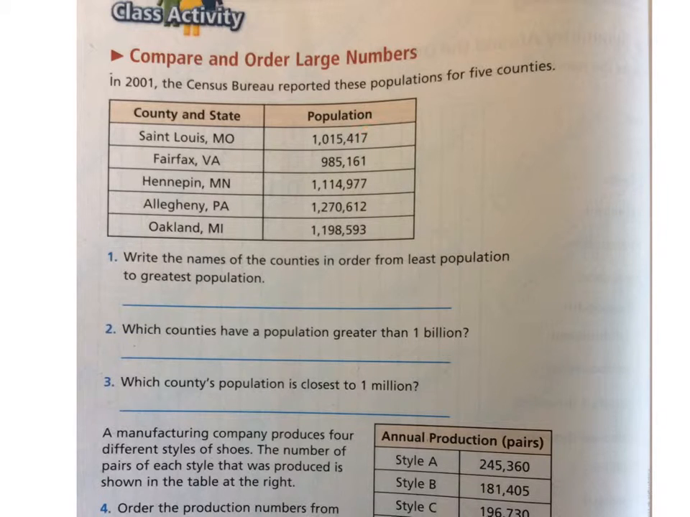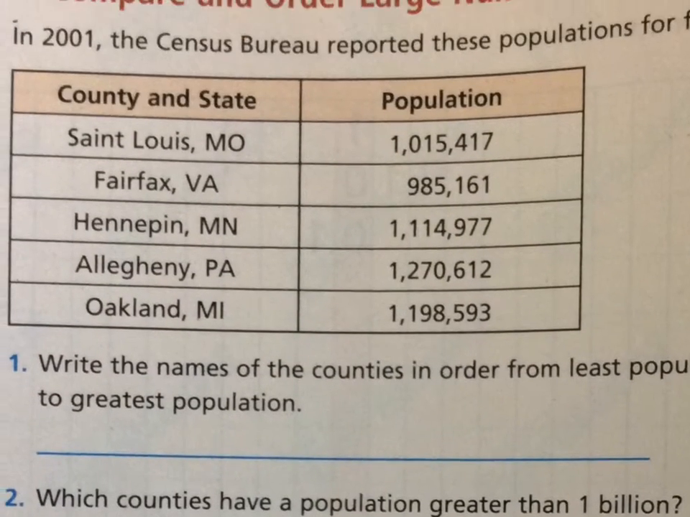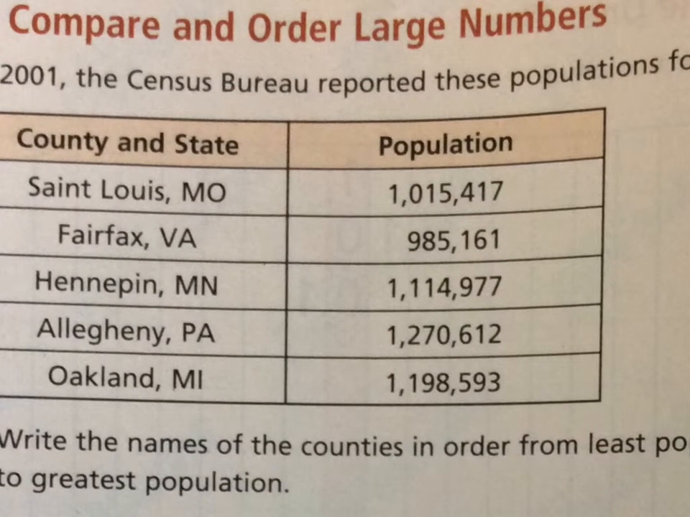So I noticed that they've done something very helpful for us. They've actually lined up the ones place. So all of my place values line up here. And I've got the commas that prove that, yes, this is lined up. And again, the commas here. If I'm looking for the least population first, I'm going to start on the left side and compare the largest place values to see if there's any differences.